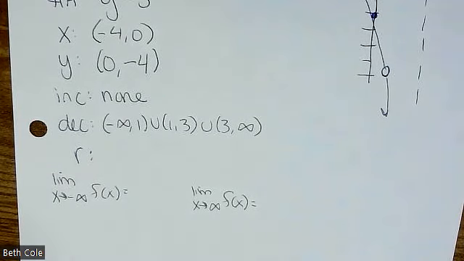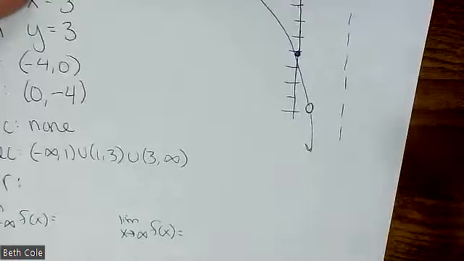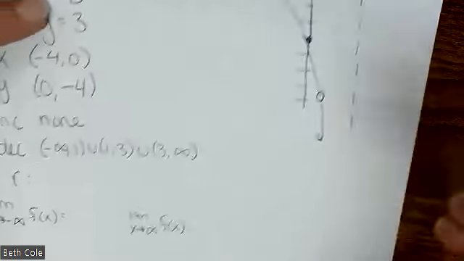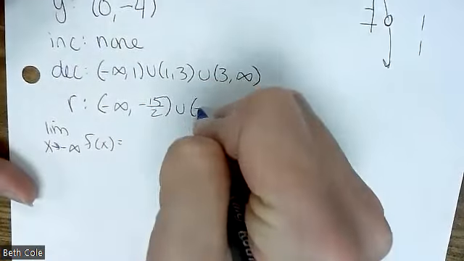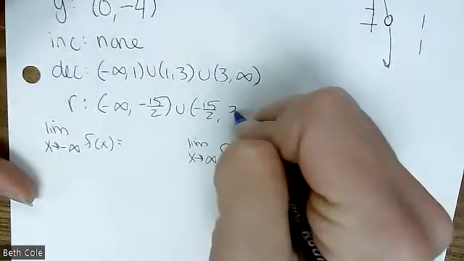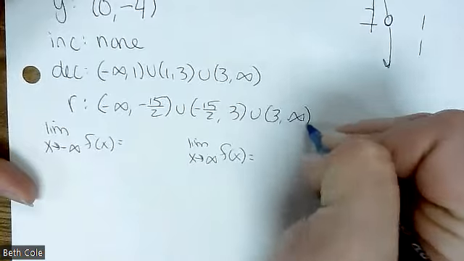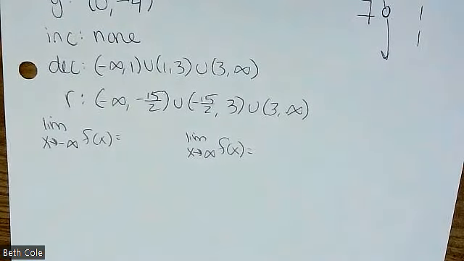All right, and then range, you're going to sweep downwards to upwards. So who's going to get left out of the range? Yeah, that -7.5, so we're going to skip over -15 halves. And then 3, because that's your horizontal asymptote, so it won't touch that.